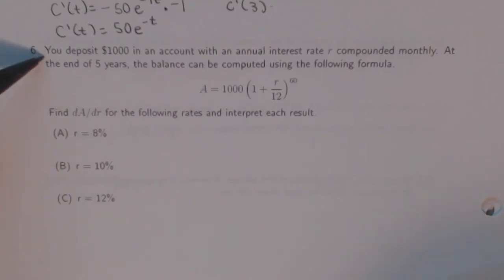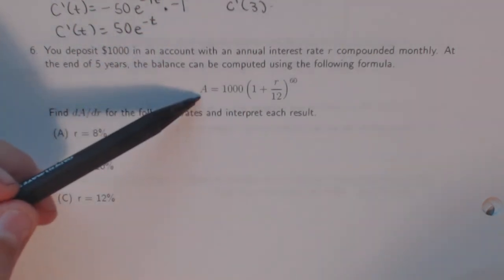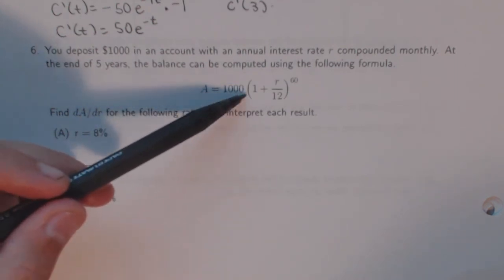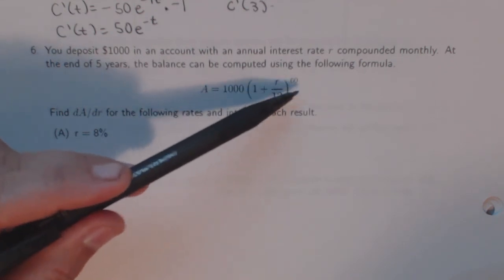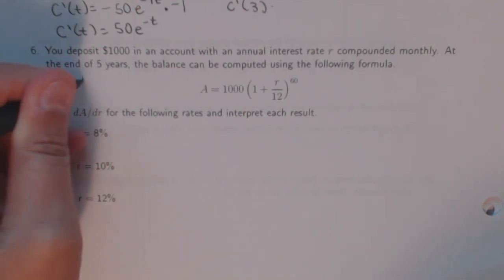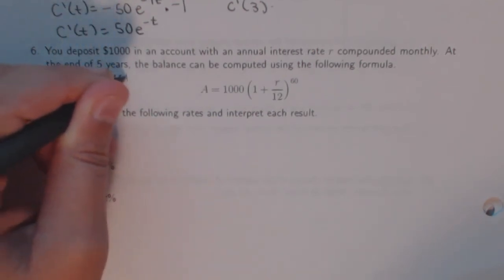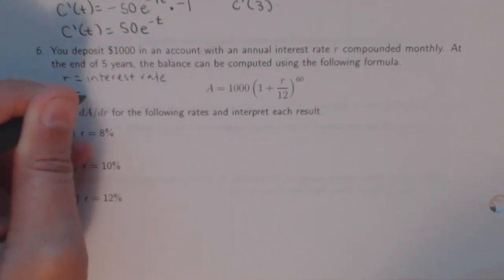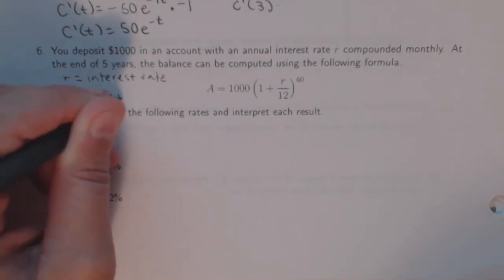Okay, IRC number 6 says you deposit $1,000 in an account with an annual interest rate of R compounded monthly. At the end of 5 years, the balance can be computed using the following formula. You can figure out your final amount because it equals 1,000 times (1 plus R over 12) to the 60. So if you know the interest rate, you'll know the final amount. So my input is R, which is the interest rate, and then my output is A, which is the final amount, and that's in dollars.